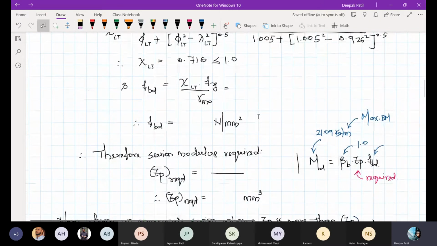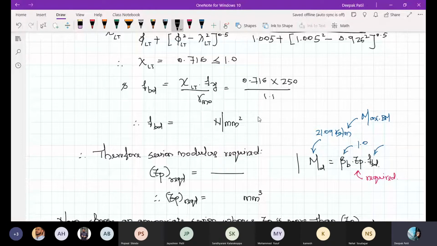Once I know chi LT, I can easily calculate fbd, which is equal to chi LT multiplied by the yield strength of the material divided by gamma m0, that is a partial safety factor. Let me just calculate that: 0.716, that is chi LT, multiplied by 250, divided by the partial safety factor, which we are going to use as 1.1. This gives me the value of fbd equal to 162.7 Newton per mm square. This is the bending compressive stress of the material.